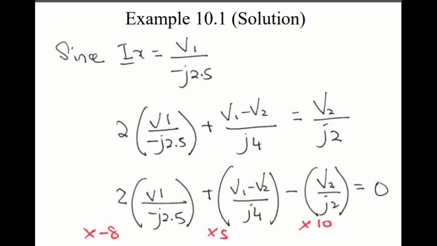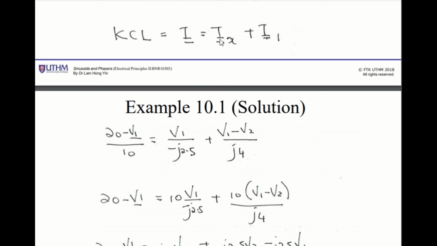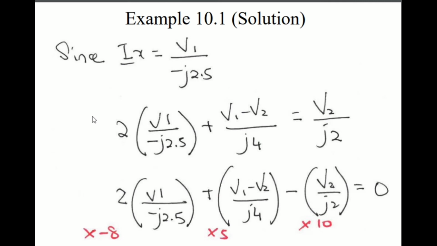Let's look back here. Ix here: I equals Ix plus I1. This is the first equation for node 1. Ix here we define as V1 over minus J2.5. So we can use this to insert into the equation for node 2. After you insert it, you need to simplify it.